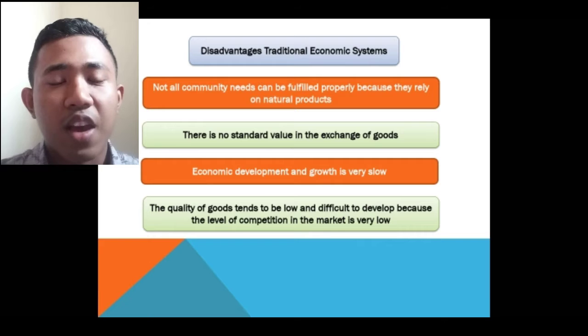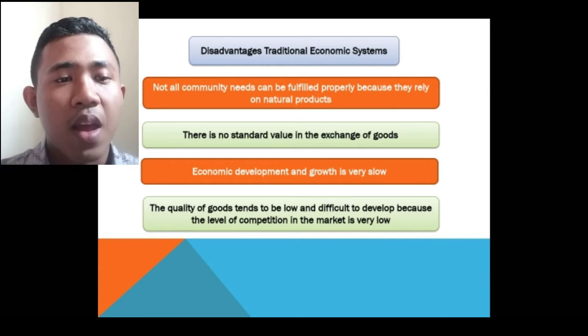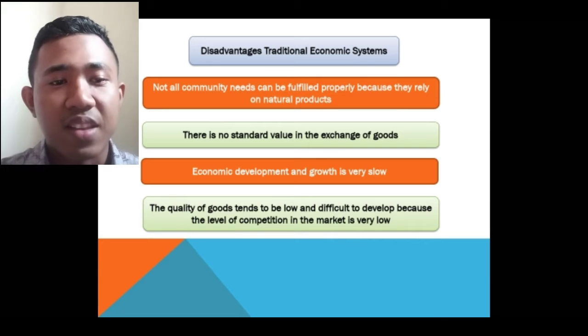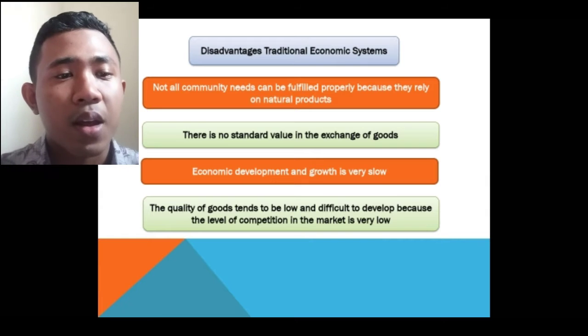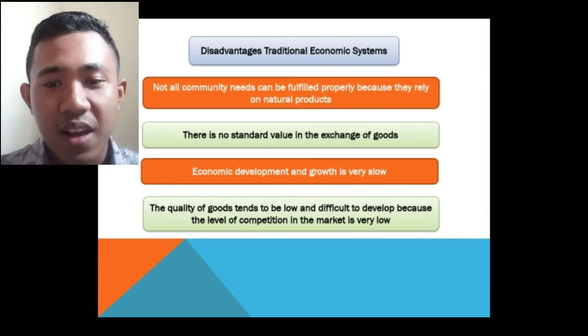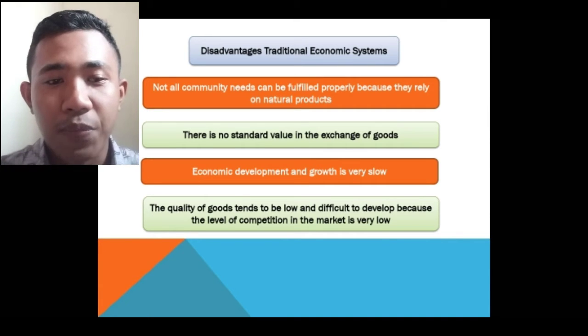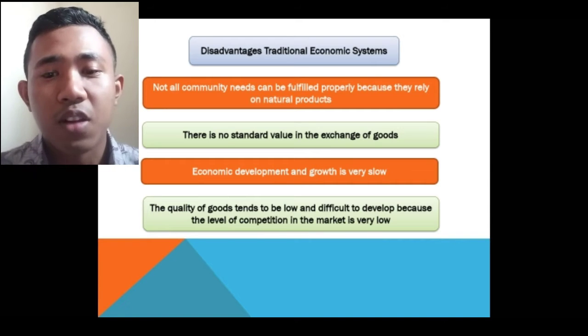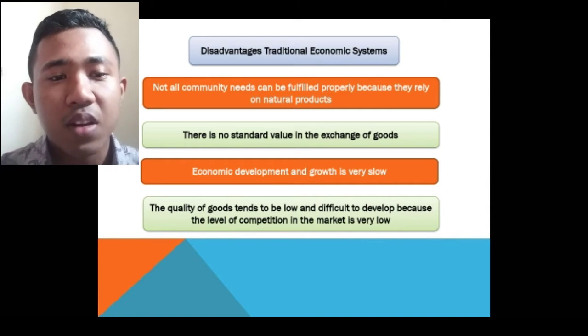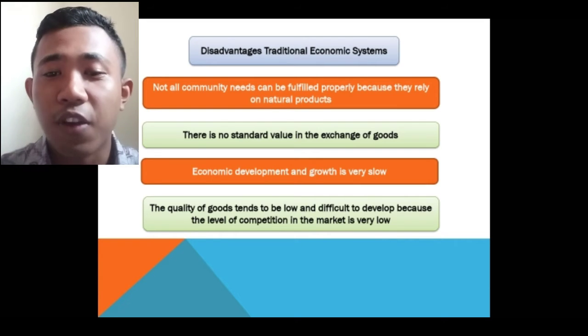Disadvantages of a traditional economic system. 1. Not all community needs can be fulfilled properly because they rely on natural products. 2. There is no standard value in the exchange of goods. 3. Economic development and growth is very slow. 4. The quality of goods tends to be low and difficult to develop because the level of competition in the market is very low.